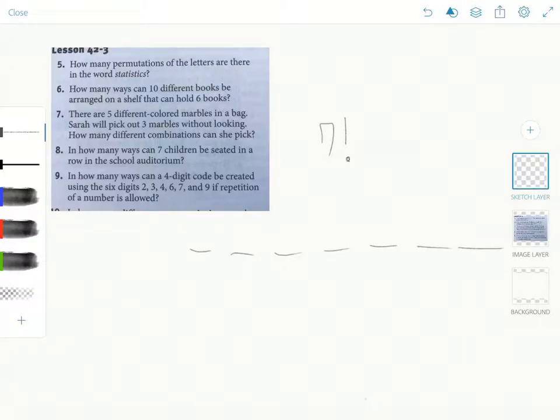But as soon as we sit some kid down here, 1 kid's already sitting down. So now we only have 6 possible ways here. And then now that those 2 are sitting, we only have 5 possible kids that we can put in the next seat. So there you go. That's just a straight up factorial, fundamental counting principle problem there.